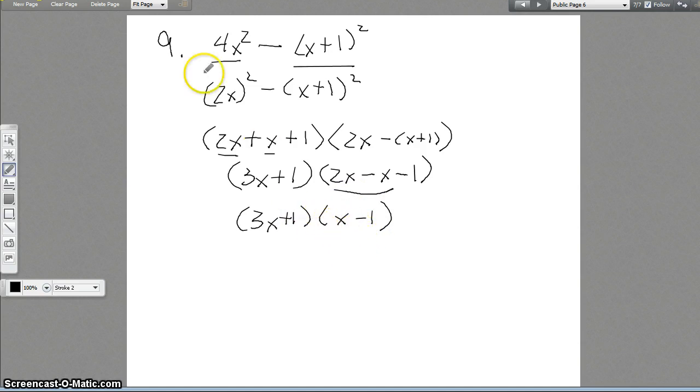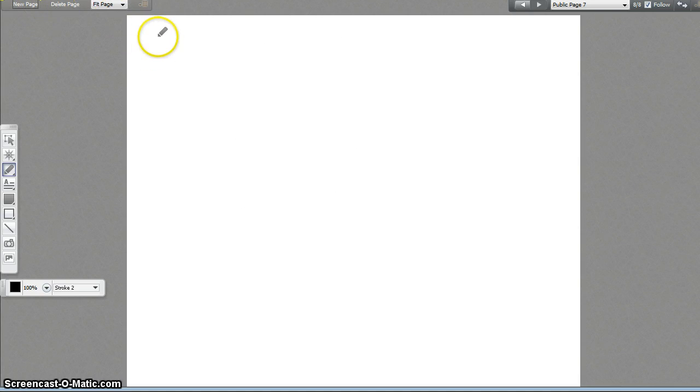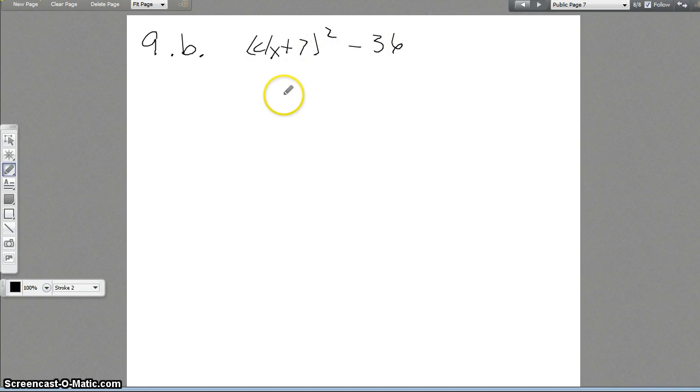So now let's do a couple of the parts from number 9. So from number 9, let's look at part B. Part B is 4x plus 7 squared minus 36. Well, obviously the term on the left is already written as a square, so we just need to write the term on the right as a square. So we have 4x plus 7 squared minus 36 can be written as a square. What do we have to square to get 36? That would be a 6.